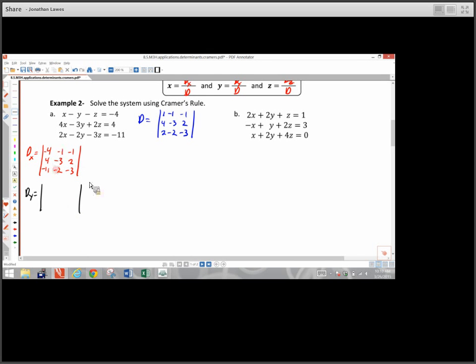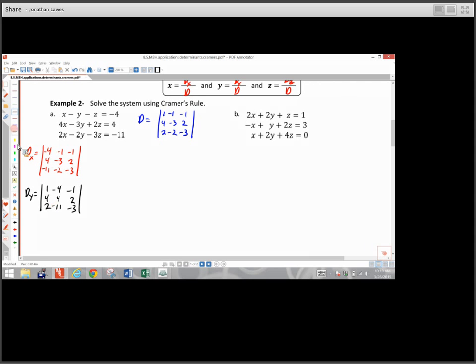Everybody get that? Okay. D sub y, remember, we bring back the x column, so 1, 4, 2. We certainly don't touch the z column at all, but it's the y column that gets replaced by the answer column. So this is going to be our negative 4, 4, and negative 11. Again, try and keep things nice and neat, orderly, and spaced correctly.